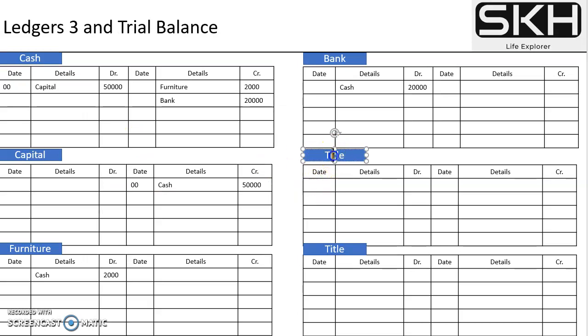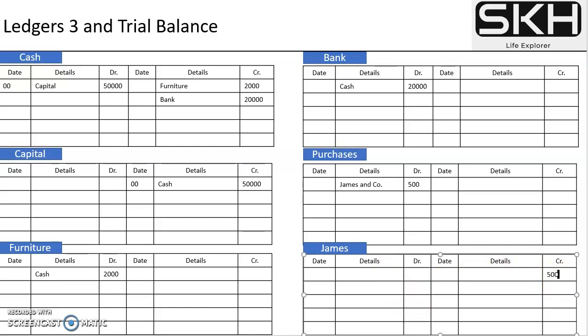So I'll create another account here, which is purchases, and purchases are always debit by 500. So I'll put 500 on the debit side, and I will write the reason here, James and Co. And another account, as we know, James and Co is our trade payable, so I will create James account, and our liability is increasing, so I will write here on the credit side, and the reason is purchases.